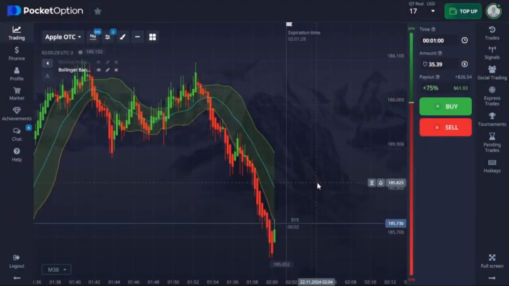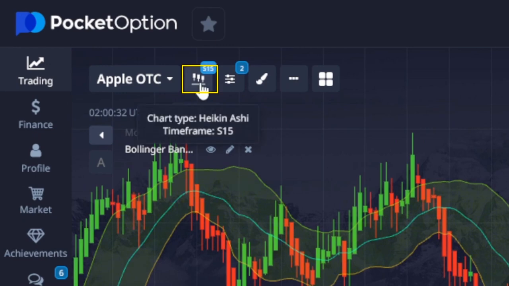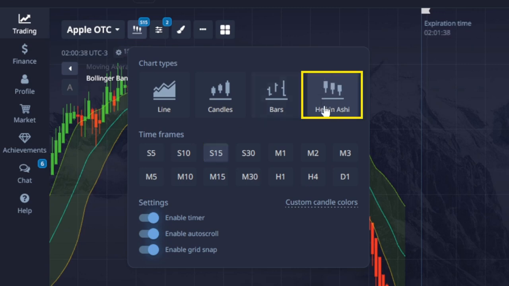First, let's set up the Heikin Ashi candles. Go to the time frame settings, select the 15-second time frame, and then choose Heikin Ashi candles, which help indicate the trend. It's a simple way to detect if the price is rising or falling.